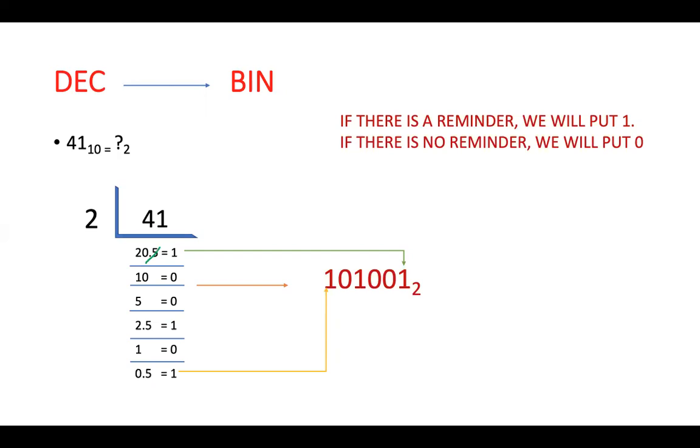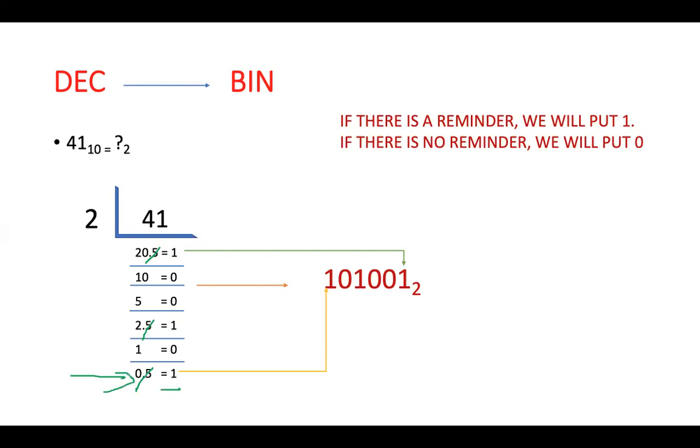5 divided by 2 is equal to 2.5. So there is a remainder, we'll remove the remainder, and we will put 1 instead of it. So now again, 2 divided by 2 equals 1. There is no remainder, so this is 0. 1 divided by 2 equals 0.5. So there is a remainder. We will remove the remainder, and we will put 1. So now we can stop because we already reached 0.